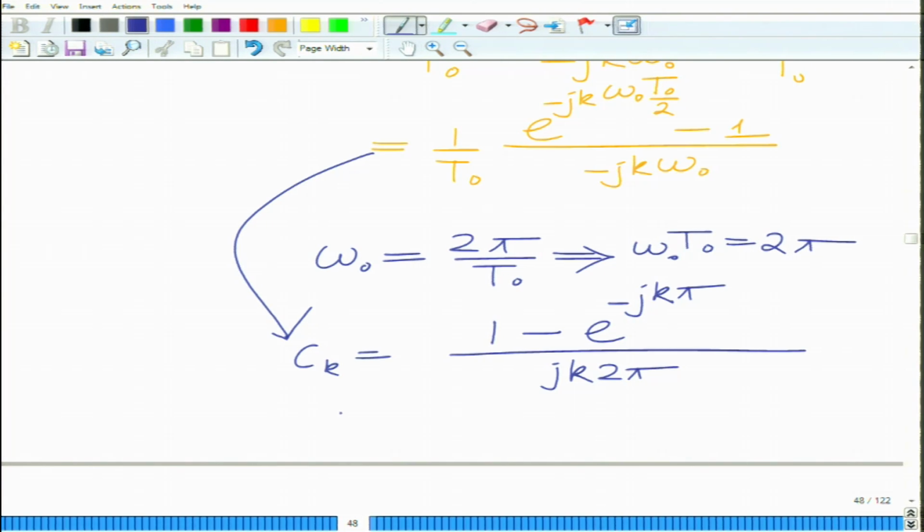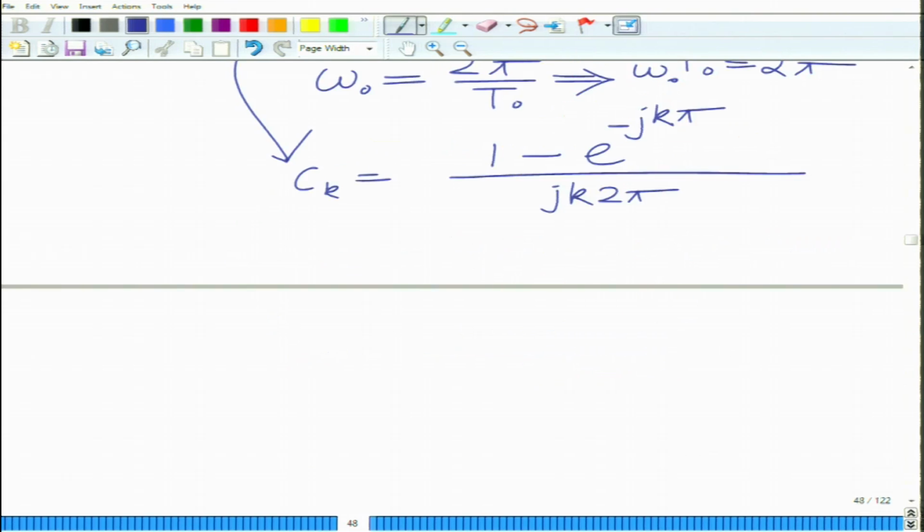So, this is the expression for the coefficient Ck, which is the complex exponential Fourier series coefficient. Ck is (1 minus e raised to minus j k pi) divided by j k into 2 pi. We have used the principle that omega naught t naught equals 2 pi, so omega naught t naught over 2 is simply pi.